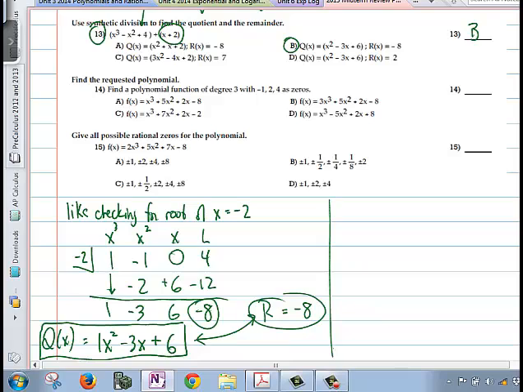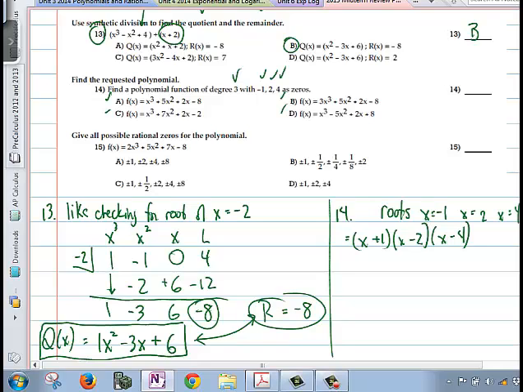Moving along, that was number 13. Number 14 says to find a polynomial of degree 3 with these 3 zeros. So this requires a little bit of work. You have to first write it out in factored form. So if your roots are x equals -1, x equals 2, and x equals 4, you write it out in factored form: x plus 1, x minus 2, x minus 4, and that would be your polynomial, but notice none of these choices are in factored form, so you have to multiply them through.